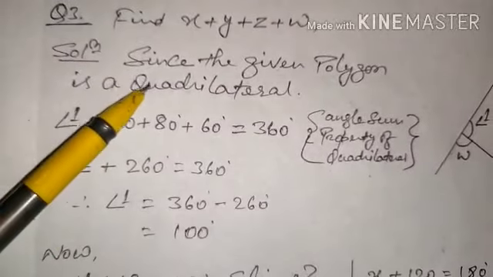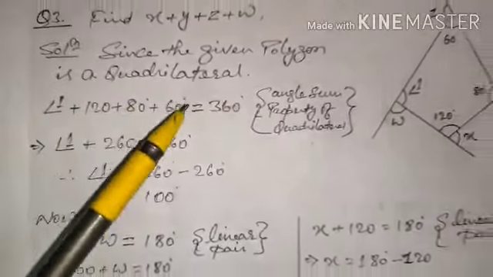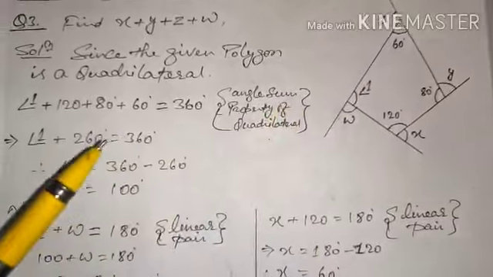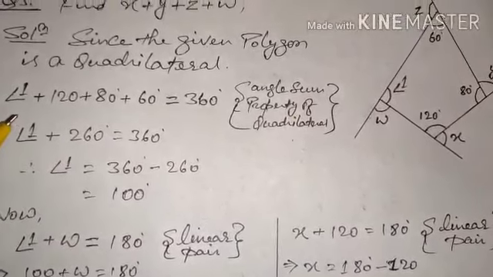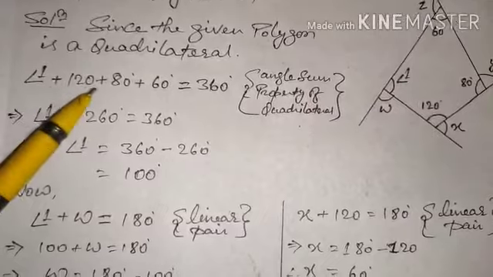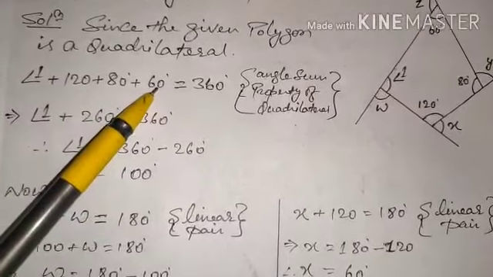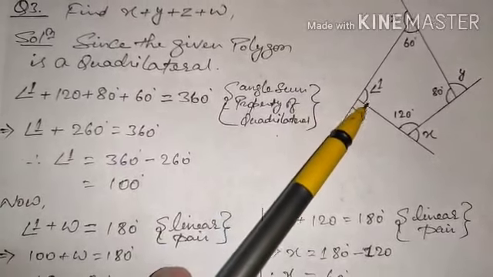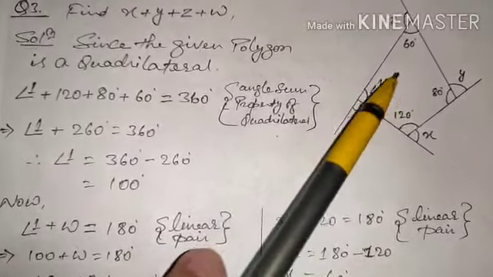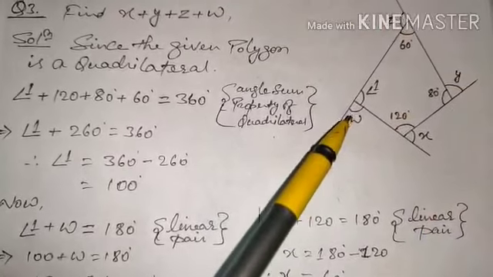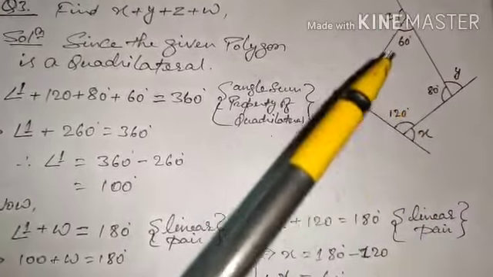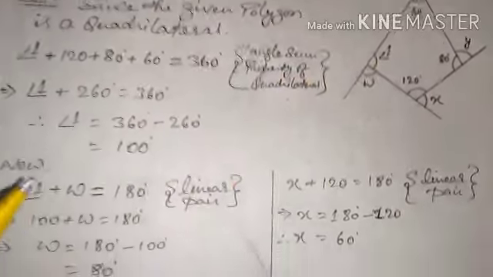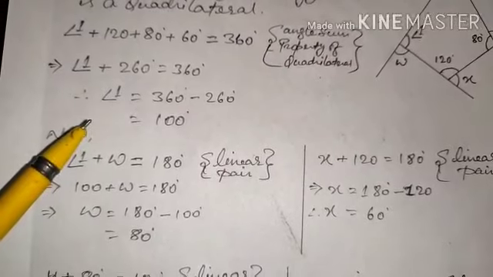So let us start. Since the given polygon is a quadrilateral, you can see from the figure, 1 2 3 4, how many sides is it having? 4 sides, so it is a quadrilateral. So now using the angle sum property of the quadrilateral, angle 1 plus 120 plus 80 plus 60 is equal to 360 degrees, because first of all finding out the value of angle 1 with the help of the angle sum property, then only we can find the values using the linear pair w, x, y, z, and then we can easily get the sum of all these x, y, z plus w, and we can easily show that it is equal to 360 degrees.